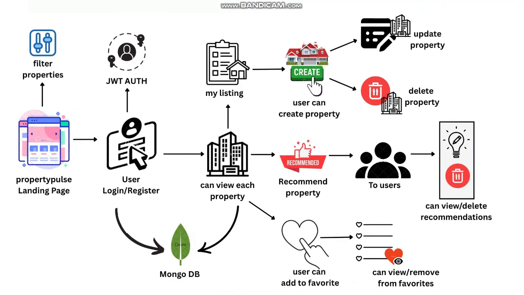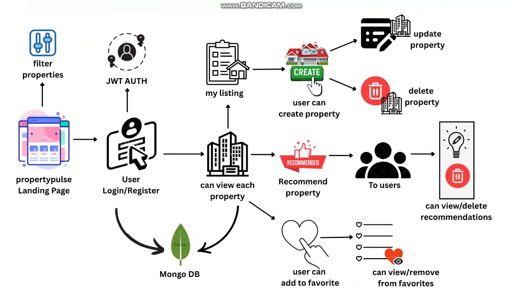Welcome to Property Pulse, a platform for smart property discovery and seamless collaboration. It all starts at the Property Pulse landing page, where users can explore the application and begin their journey. New users can quickly register, and returning users can log in securely, powered by JWT authentication.